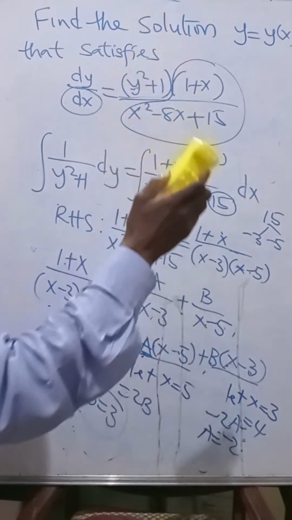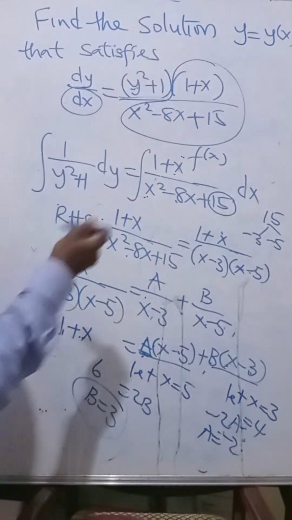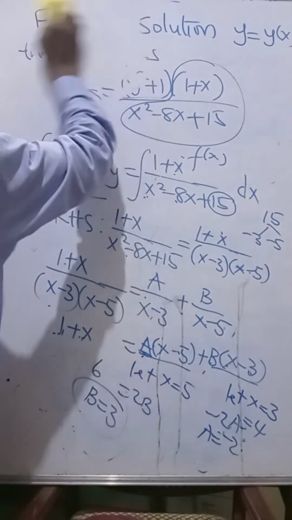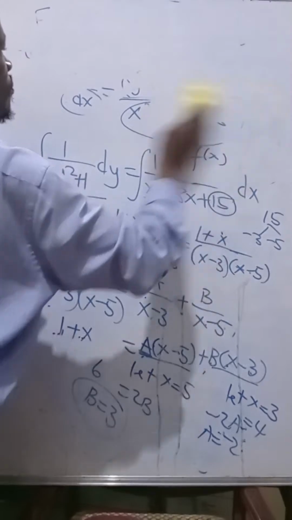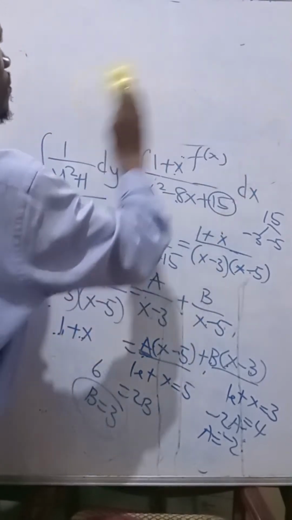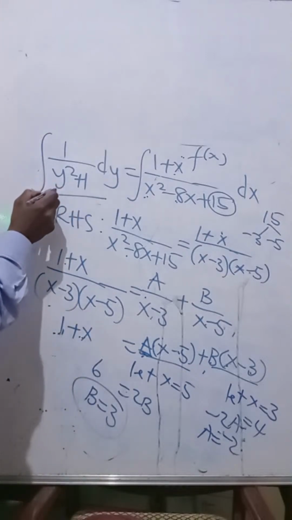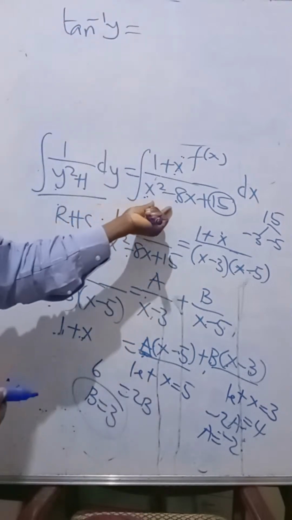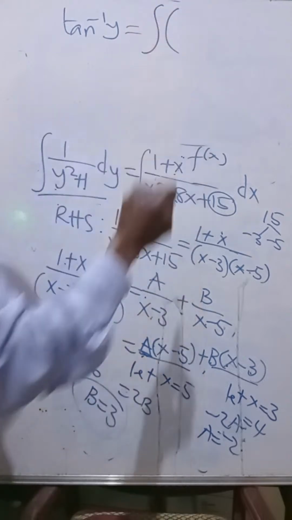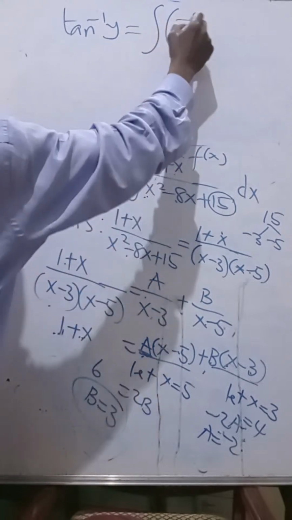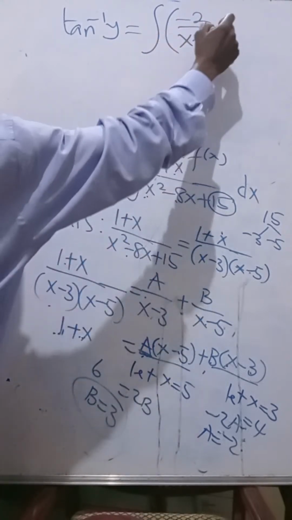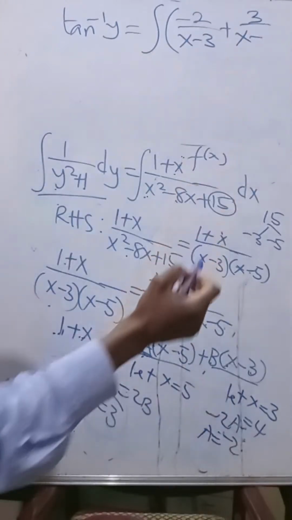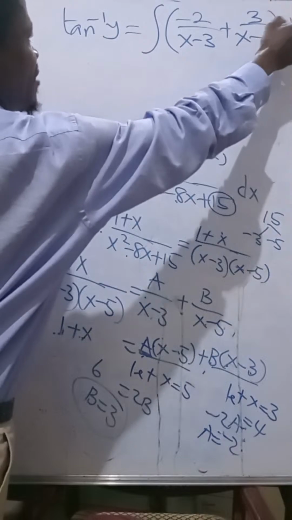So the next thing to do now is to come back to this place, and that will be equal to the integral of this one. 1 over y squared plus 1 is arctan y, equal to the integral of my A, which is minus 2 over x minus 3, plus my B, which is 3 over x minus 5. Close the brackets and dx.